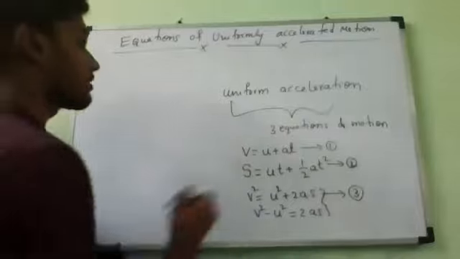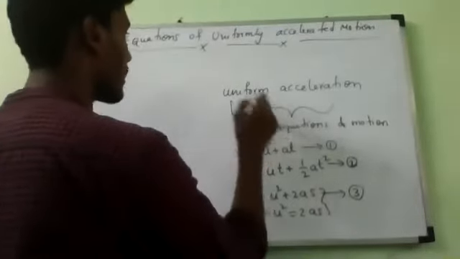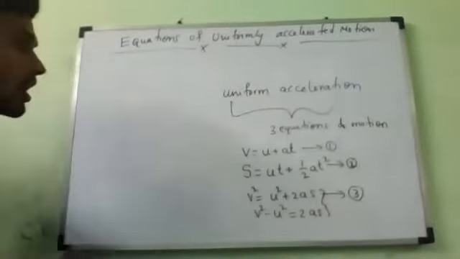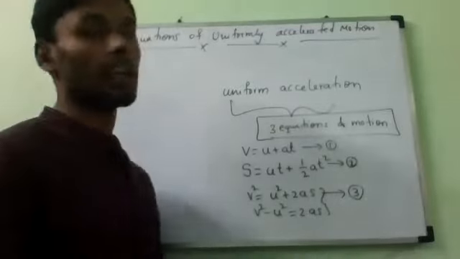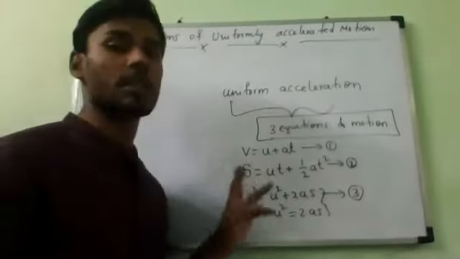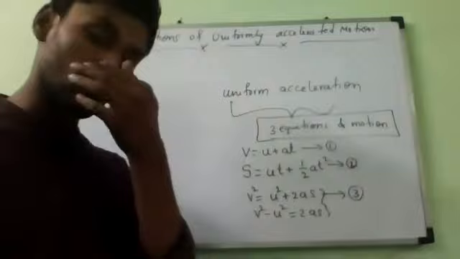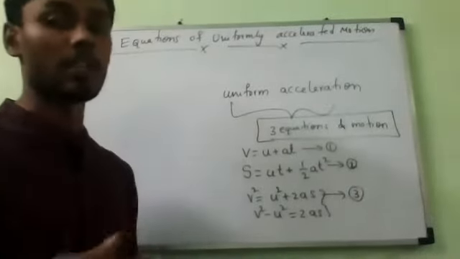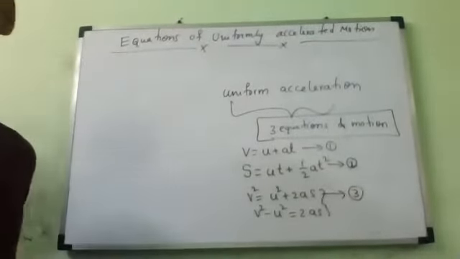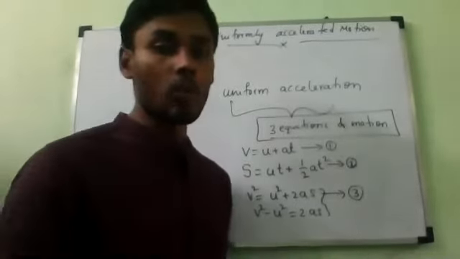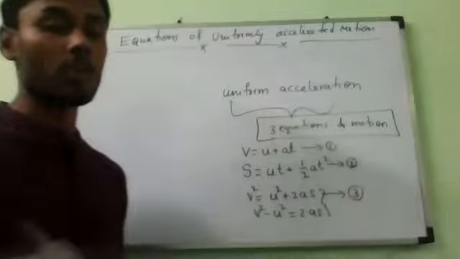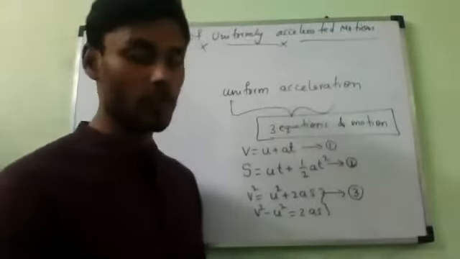These are called the 3 equations of motion. Now we will learn how to derive them: the first, second and third equations of motion, one by one. First mathematically today, and from tomorrow onwards the graphical method. But everybody must learn. If somebody asks you what the equations of motion are, can you say what they are? All of you should say.